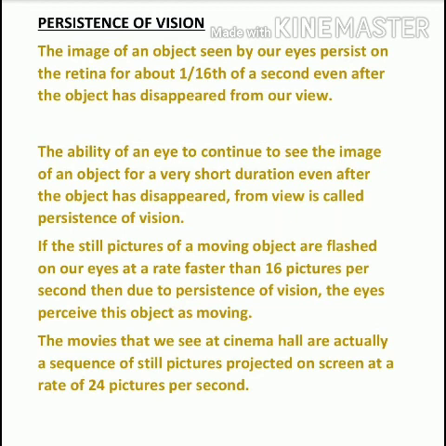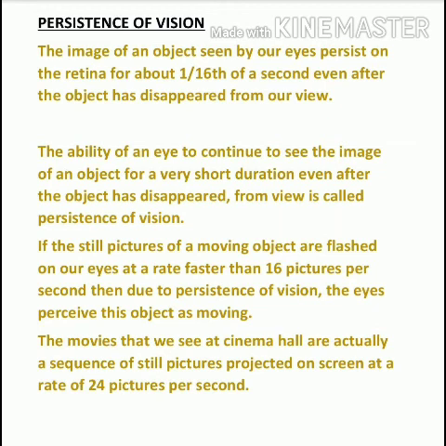But the movies that we see in cinema halls and on television are actually a number of still pictures. They are the still pictures which are going to move. And what is the rate? 24 pictures per second. In a second, 24 pictures are moving with the help of a projector. That's why we are able to conclude that we are seeing moving pictures on the screen.